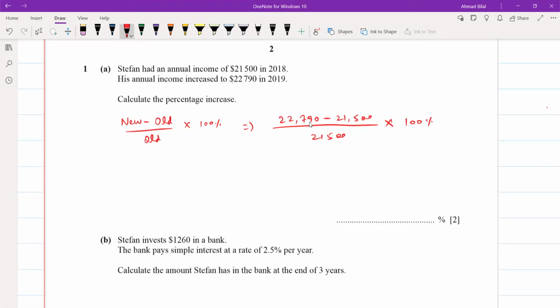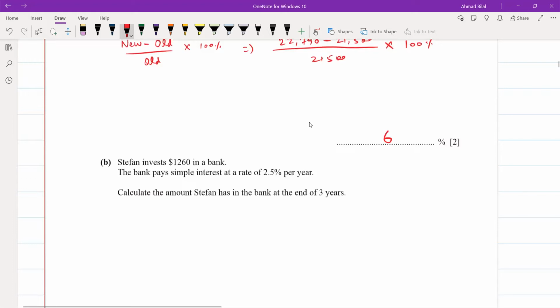ठीक है, ये आपकी 2019 वाली अमाउंट थी, 18 वाली अमाउंट थी, आपने चेंज फाइंड कर लिया. ठीक है, so आप देखेंगे यहाँ पे क्या आता है, 22,790 minus 21,500. Okay, so you get 6% here. So that's 6%. Okay, now Stephen invests $1,260 in a bank.